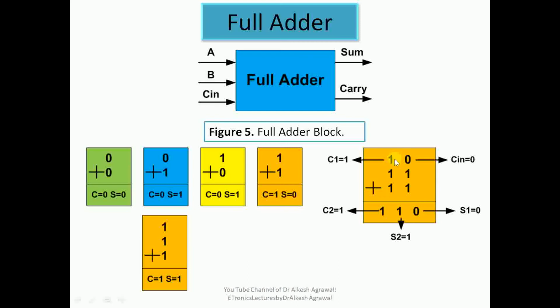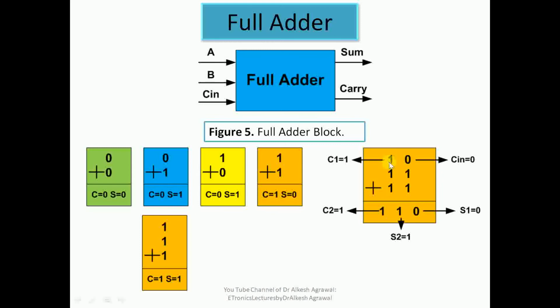Now we have C in as 1, and then the A bit is 1, the B bit is 1. Because of this, we need a full adder. In the first stage we can add these 2 bits with a half adder because C in is 0, but in order to add 3 bits, we need a full adder, where 1 bit is the carry that is propagated from the previous stage.